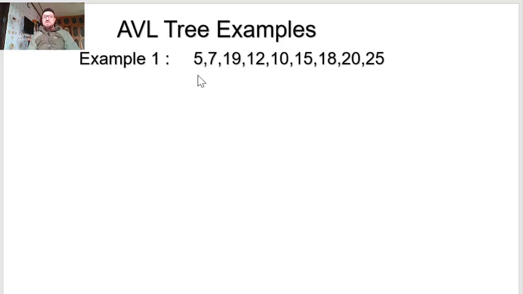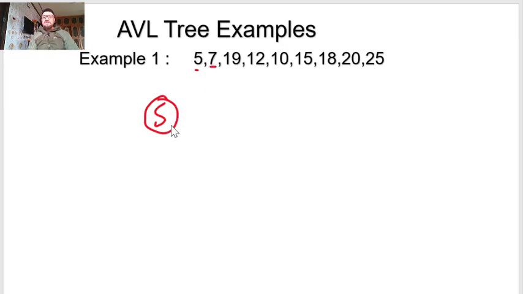Okay, like we got this 5, 7, 19, 12, and so on. So first we have the 5. We put the 5 here. Every time we put in a node, we check its balance factor, and balance factor is what? Left subtree minus right subtree. It has left subtree 0, right subtree is 0, so balance factor is 0, so we have no issues.